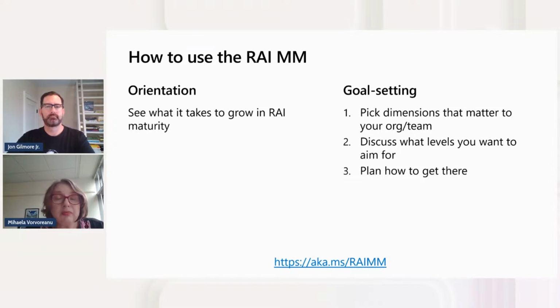Or, this maturity model could be used for goal setting and for strategic planning. You could, for example, bring leaders from multiple business units around the organization, and together they can look at the maturity model. They can pick the dimensions that are most important to them at a given point in time, discuss what levels they want to aim for on those dimensions, and then make a plan for how to get there. That's what I had in mind, but maybe people can use the maturity model in other ways. And if they do, I'd like to learn how.